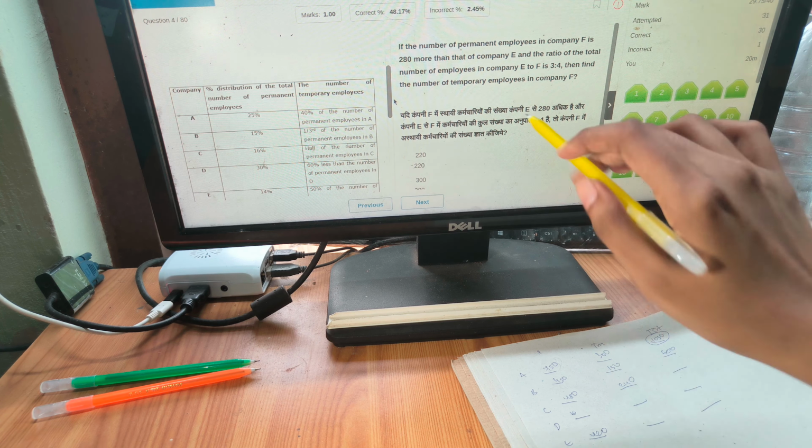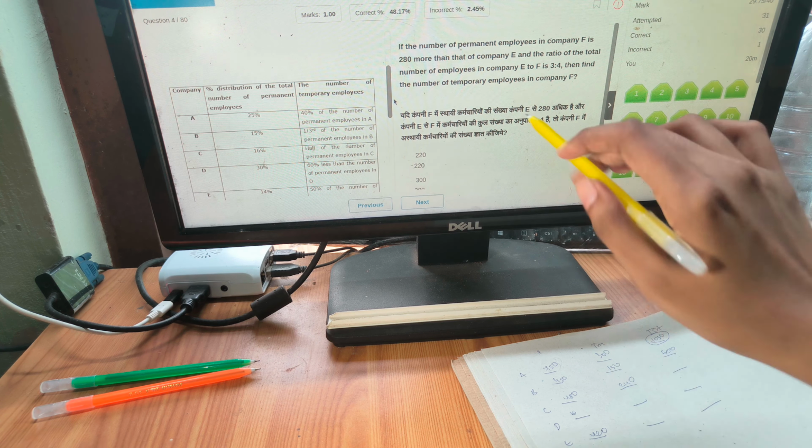Here we need to find out the number of temporary employees in company F. We have already found out that there are 700 permanent employees. So the temporary employees will be 840 minus 700, which is 140. And we have the last question.